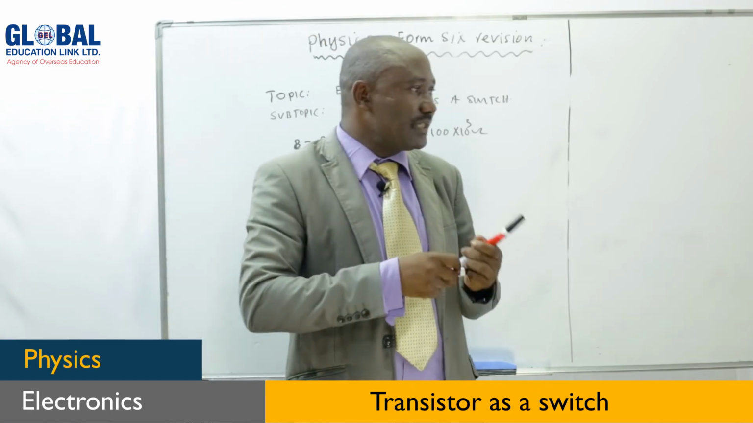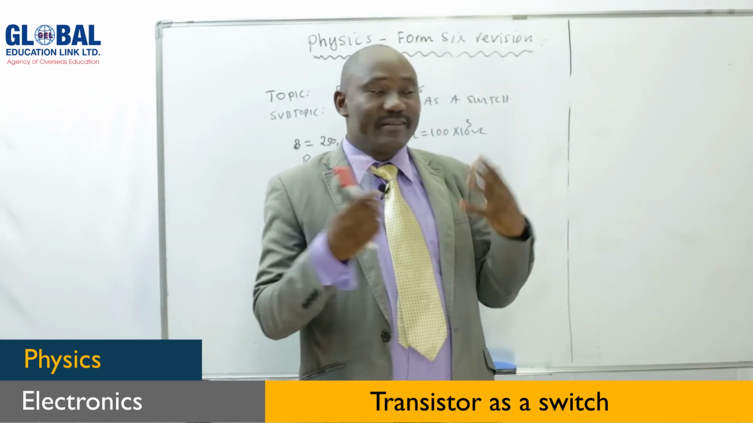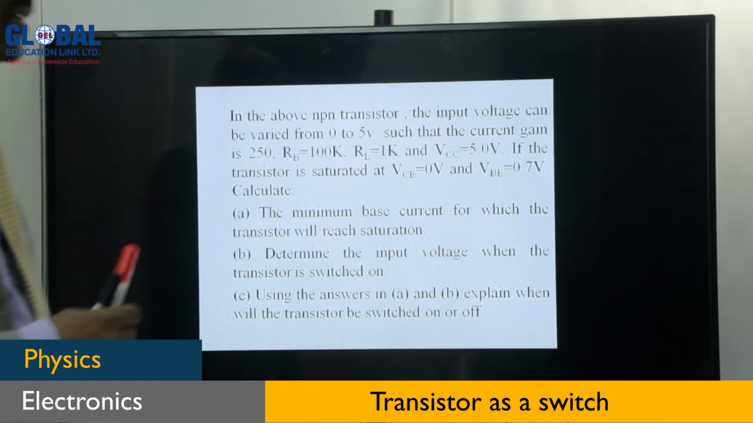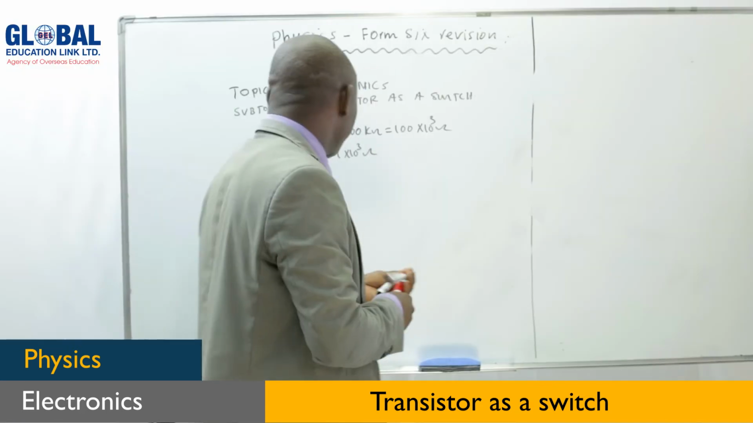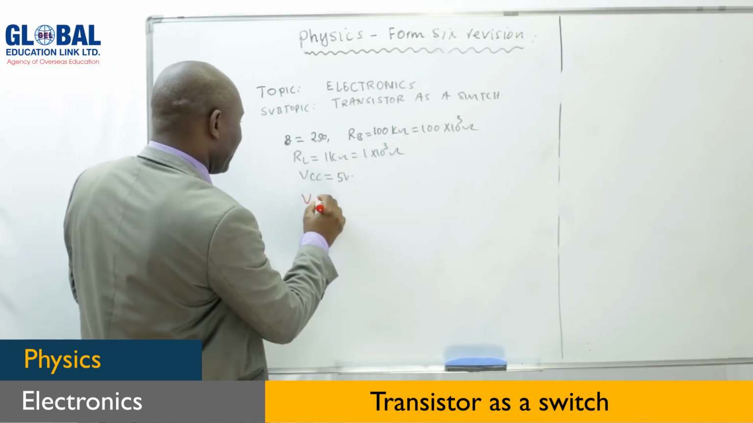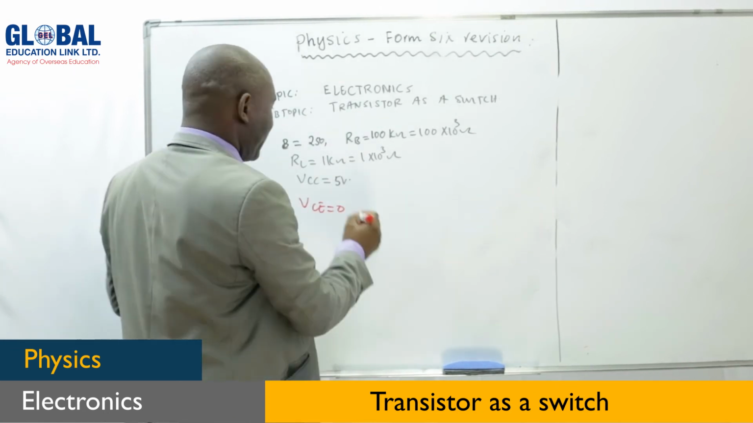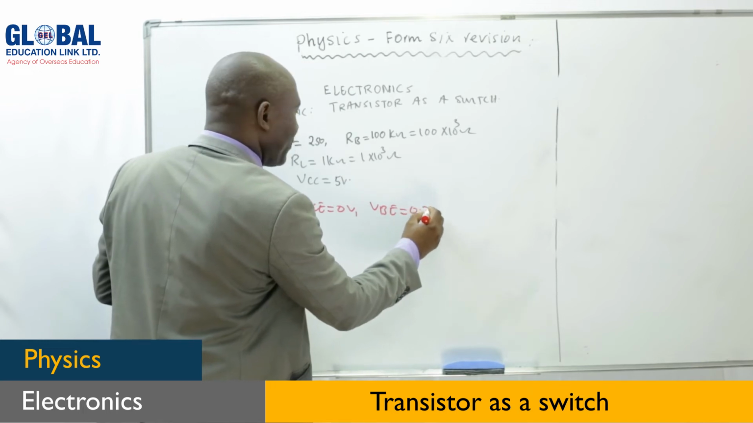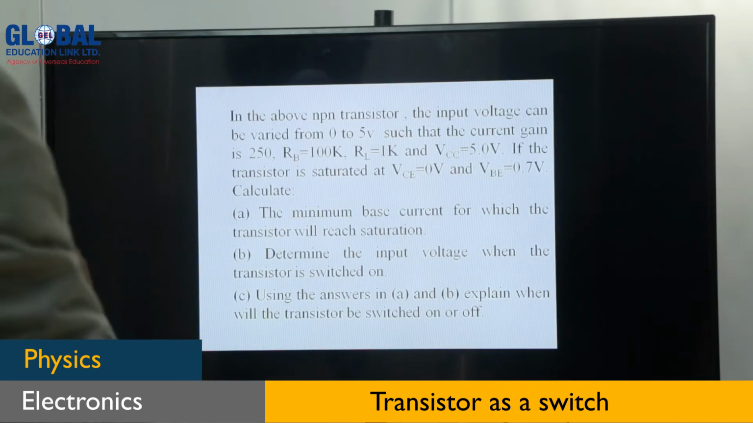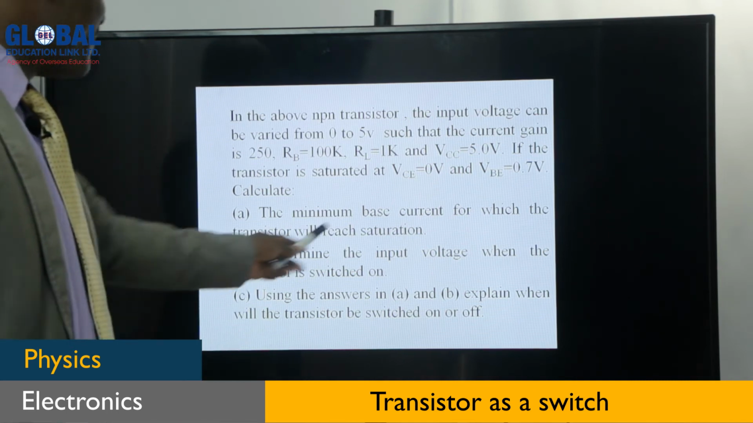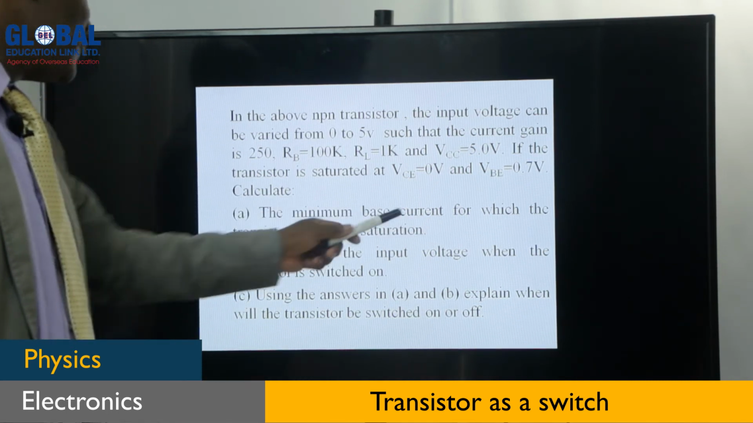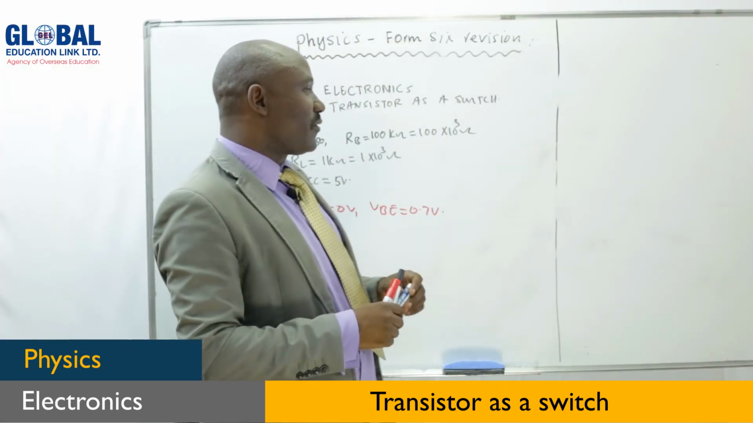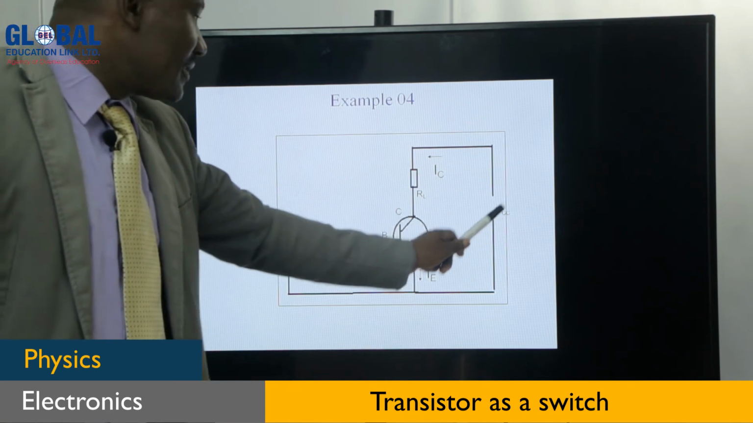That's the information you have, but the question does not end there. The question says, if the transistor is saturated, we know that VCE equals 0. We are given VBE equals 0.7. We are required to find the minimum base current for which the transistor will reach saturation.